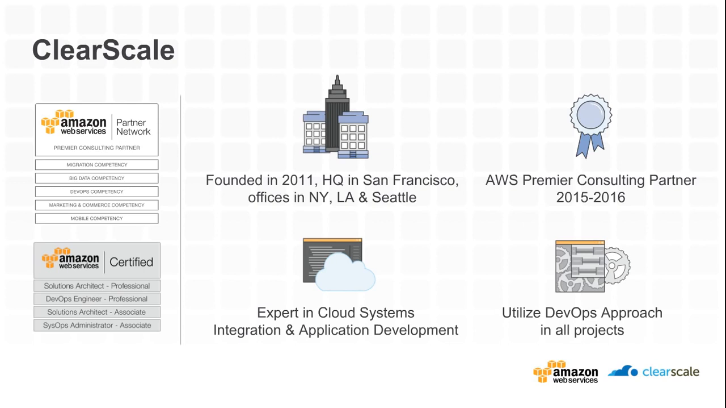We have 5 competencies from AWS. So these are sort of like audits that AWS puts you through. So we have a migration competency, we have a big data competency, DevOps competency, which is really applicable to this webinar, as well as marketing and mobile competency. And our team is rather large, and we have many certifications, professional, associate, and we have a lot of skills in the DevOps area and actually in many different areas of AWS. And we're based in San Francisco.